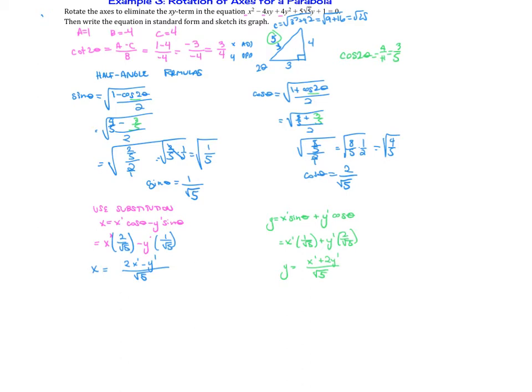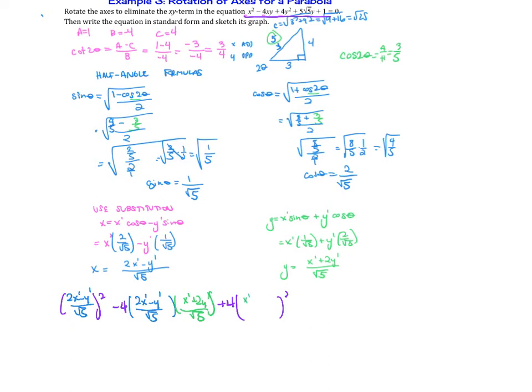So we plug it in to the original all the way up here. So x squared, so this is going to be (2x' − y')/√5, and that is squared. And then minus 4 times x times y. So 4 times (2x' − y')/√5 times y, which is (x' + 2y')/√5. And then plus 4, and then y squared.